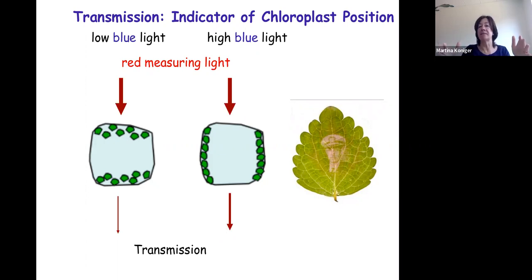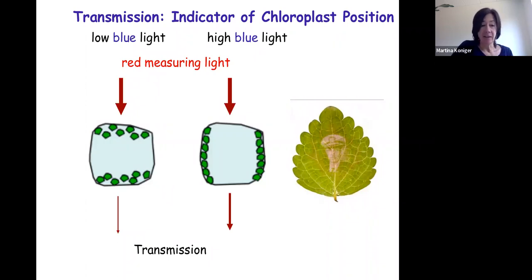When light hits a leaf, some of it is absorbed and used for photosynthesis. Some of it is reflected, that's why we see it, and that's why it looks green. And some of it is transmitted, meaning it gets all the way through the leaf and comes out on the other end. So you can exploit that to measure and figure out if chloroplasts are moving or not.